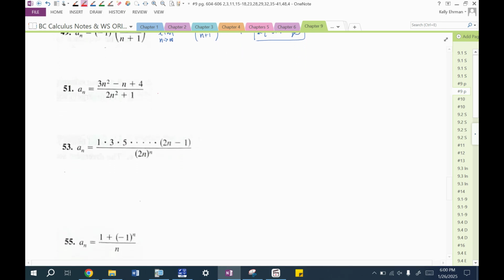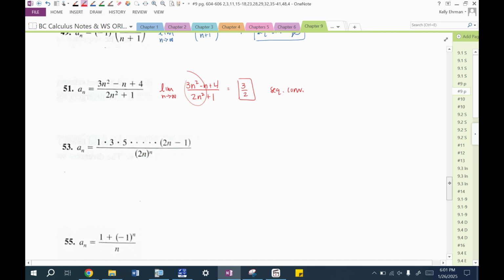All right, for 51, the limit as n approaches infinity of 3n squared minus n plus 4 over 2n squared plus 1. It does not matter what the extra terms are. We're only looking at the leading terms, which have the same degree. It's a tie. So this is 3 over 2. So this sequence converges.